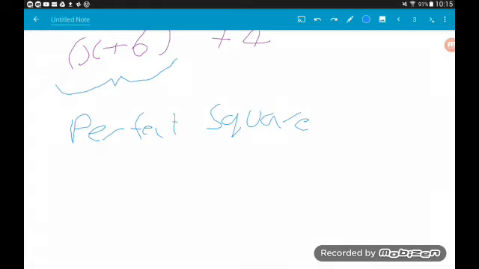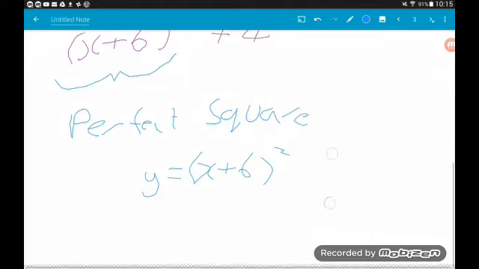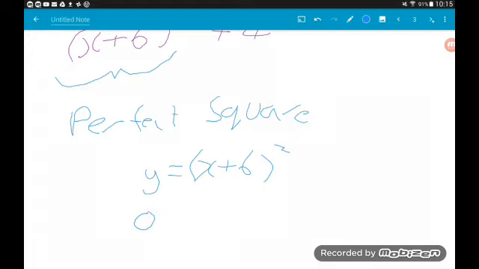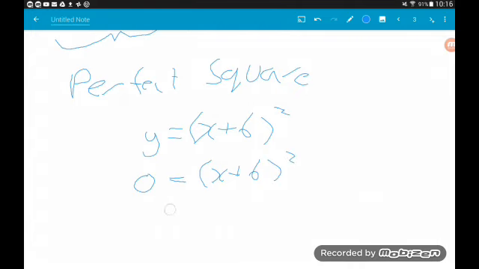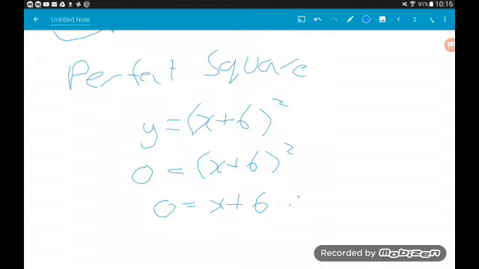Let's see why we do what we do. So, if we set y equals x plus 6 squared, and we want to find the x-intercept. Remember, the x-axis is the line y equals 0. So if we set y equal to 0, we get 0 is x plus 6 squared. If we then square root, 0 equals x plus 6, and then finally we therefore minus 6 is equal to x. So this is why when we complete the square, the x-coordinate of the vertex is the opposite sign to the number in the bracket with the x.